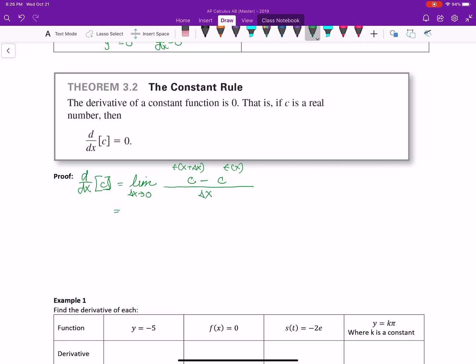So in the numerator, I get the limit of delta x approaching 0 of 0 over delta x. Well, anything that is 0 in the numerator is just going to give me a 0. So there's our proof that d dx of c is equal to 0.